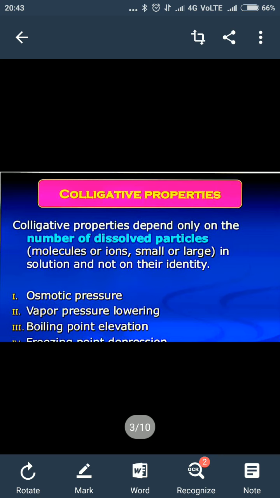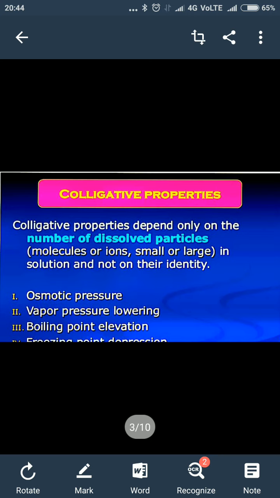Colligative properties depend only on the number of dissolved particles, that is molecules, ions or atoms, whether they are small or large, in solution and not on their identity. Or we can say the colligative properties are those properties which depend upon the number of particles present in unit volume of the solution. They do not depend upon the nature of solute, that is its chemical structure.